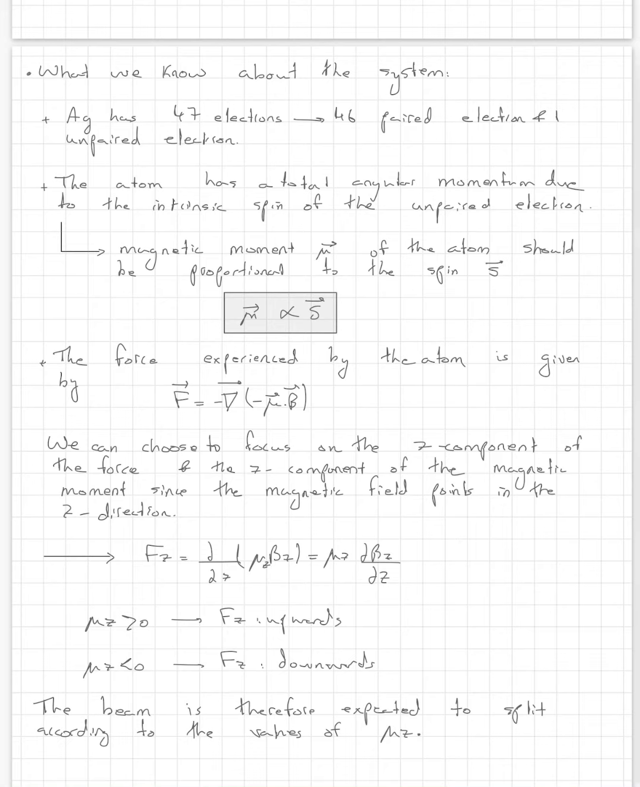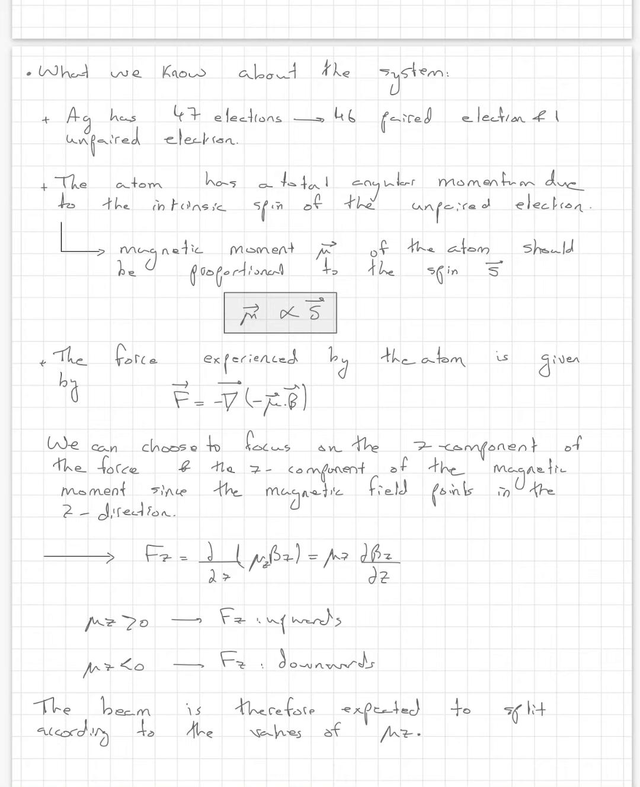Now, the force that is experienced by the atom is given by this equation over here, where force will be equal to the gradient of the magnetic moment dot the magnetic field. We will choose to focus on the Z component of the force and the Z component of the magnetic moment, since we chose also to orient our magnetic field in the Z direction. Therefore, the Z component of the force ends up being the Z component of the magnetic moment times the partial derivative of the magnetic field with respect to Z.